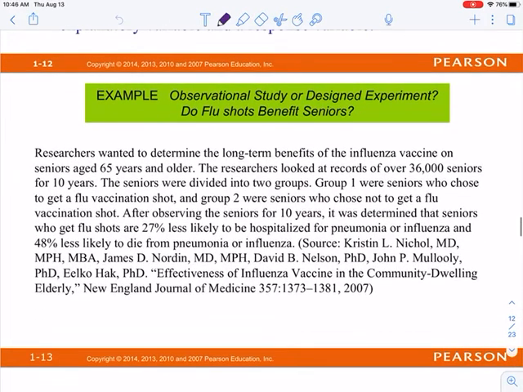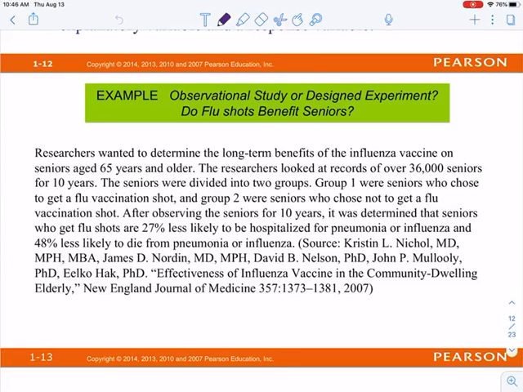Okay, so now we're going to look at a study and we're going to determine whether it was observational or designed. Researchers wanted to determine the long-term benefits of the influenza vaccine on seniors aged 65 years and older. The researchers looked at records of over 36,000 seniors for 10 years. The seniors were divided into two groups. Group 1 were seniors who chose to get the flu vaccine shot, and Group 2 were seniors who chose not to get the flu vaccine shot.